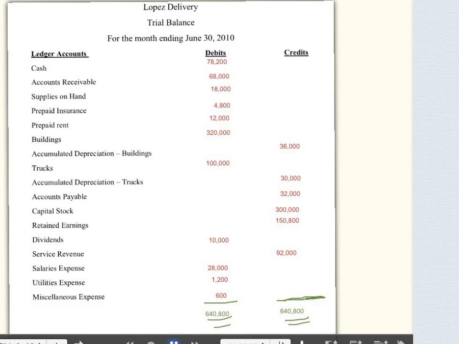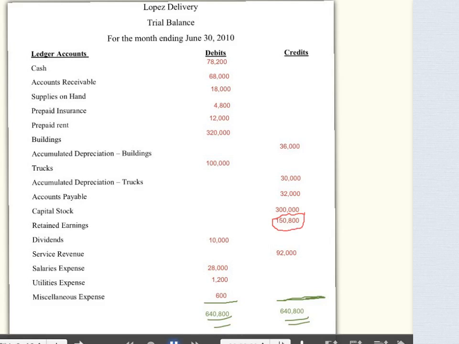And there we have cash, debit, $78,002. Accounts receivable, debit, $68,000. Supplies on hand, prepaid insurance, prepaid rent, buildings, $320,000. All debit accounts. The accumulated depreciation is a contra asset account, so it has a credit balance. Truck and accumulated depreciation, truck, is a contra asset account, so it too has a credit balance. Accounts payable, of course, capital stock. Now this retained earnings is the retained earnings at the beginning of the accounting period.